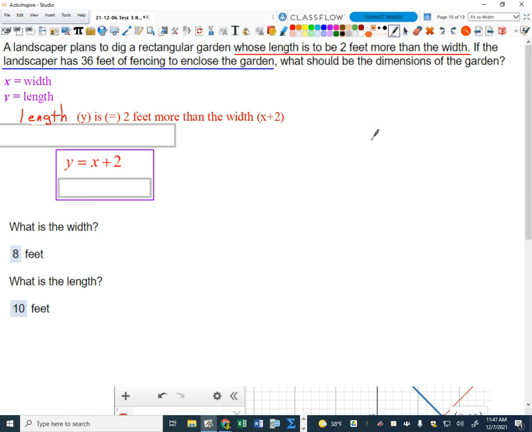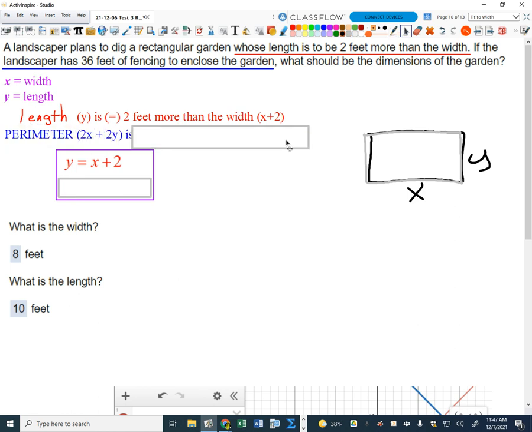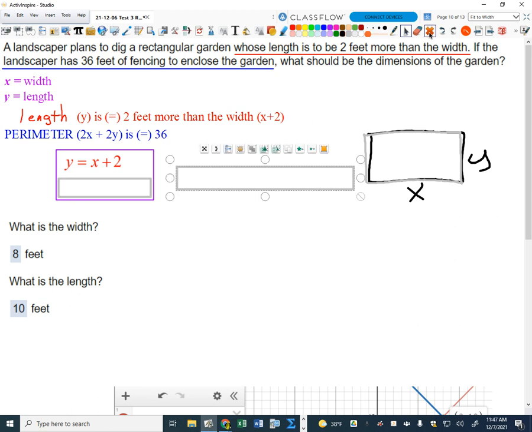Because think about this now. Whenever you think about perimeter, just picture a rectangle in your head. If that's x and that's y, to walk all the way around the garden, we have to walk x, y, another x, and another y. We have to walk 2 x's and 2 y's to get all the way around, right? So perimeter, 2x plus 2y, equals 36.